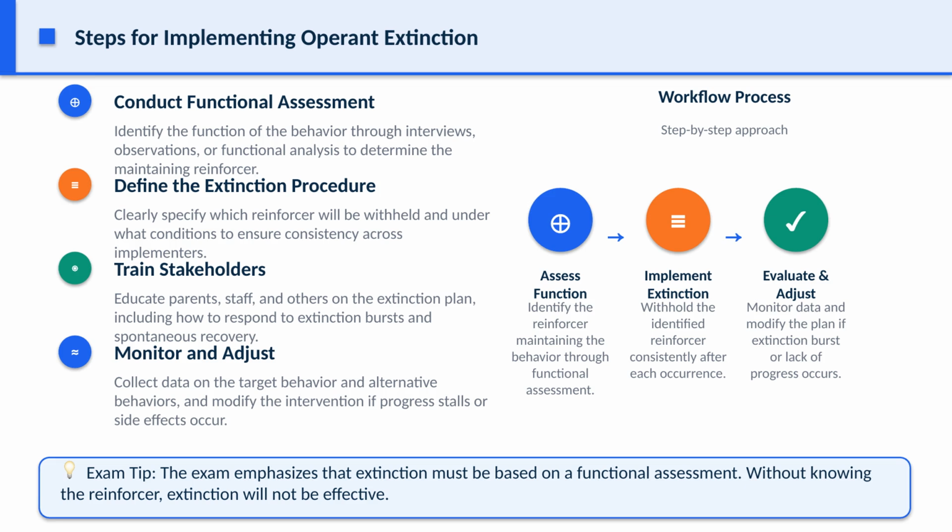Training stakeholders is critical, as you must prepare parents and staff for extinction bursts, a temporary increase in behavior, and spontaneous recovery, so they don't inadvertently reinforce the behavior during these challenging moments. Finally, monitor and adjust by collecting data on both the target behavior and any alternative behaviors. If progress stalls or side effects like aggression emerge, you may need to modify the intervention.